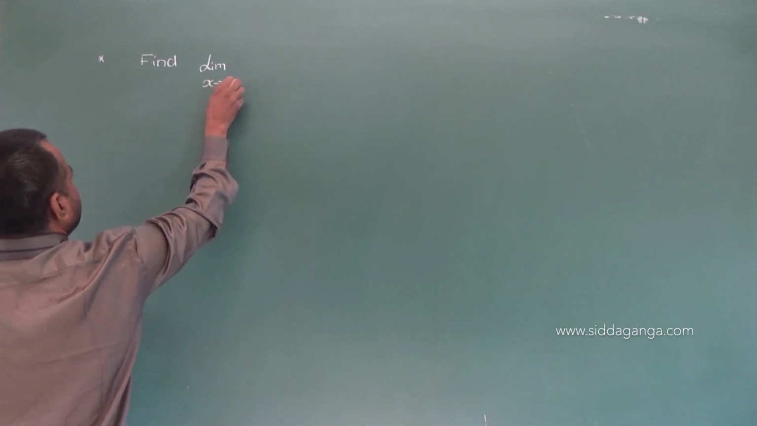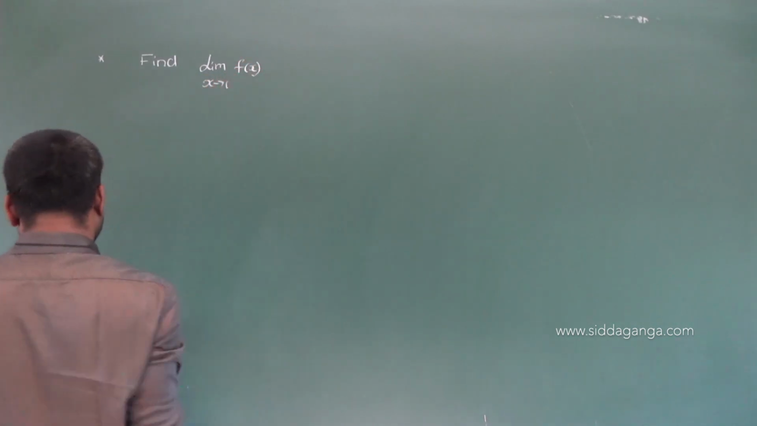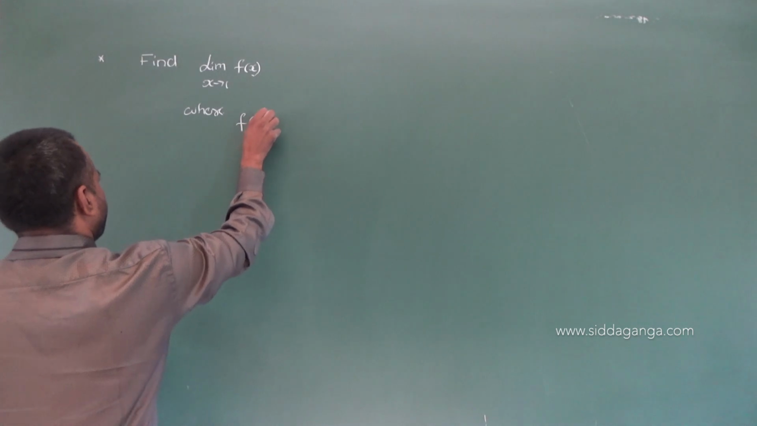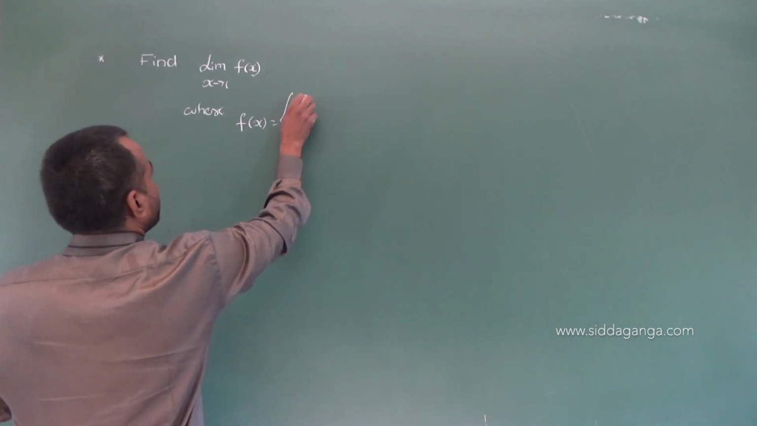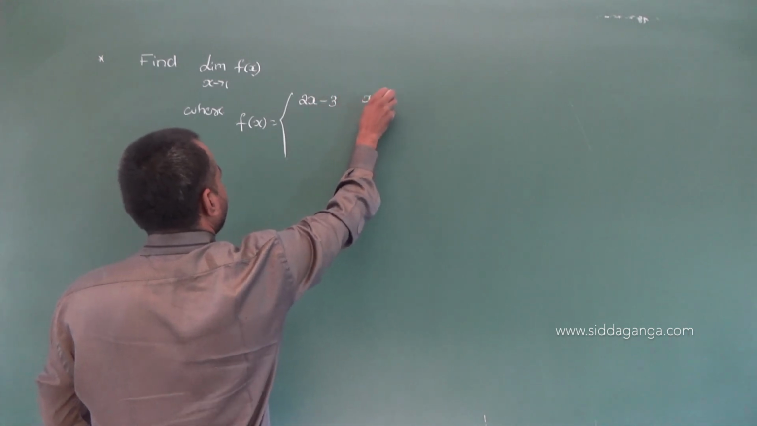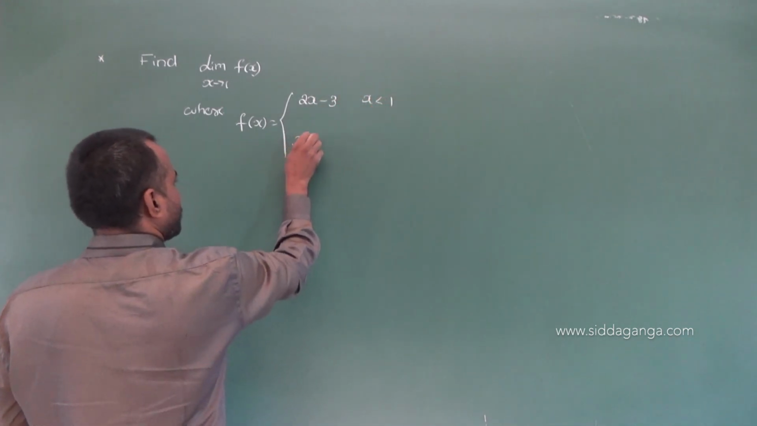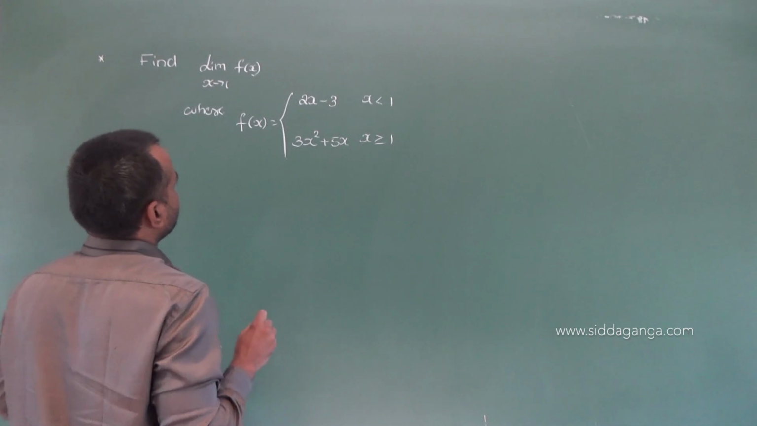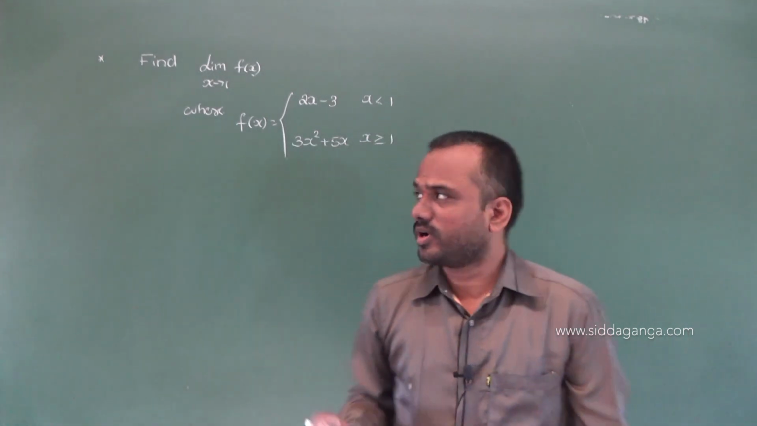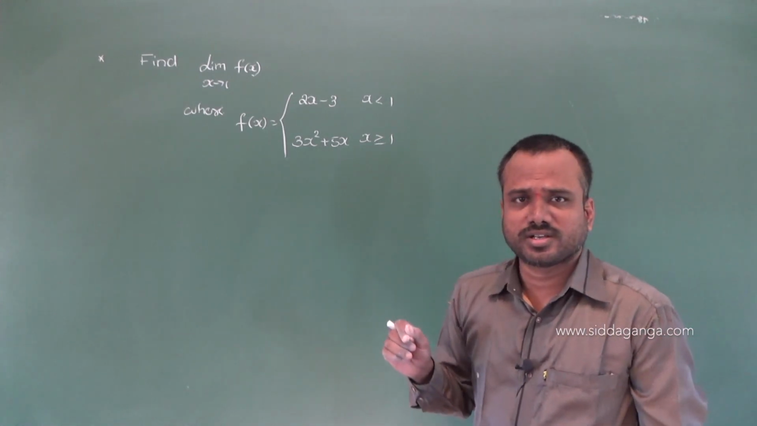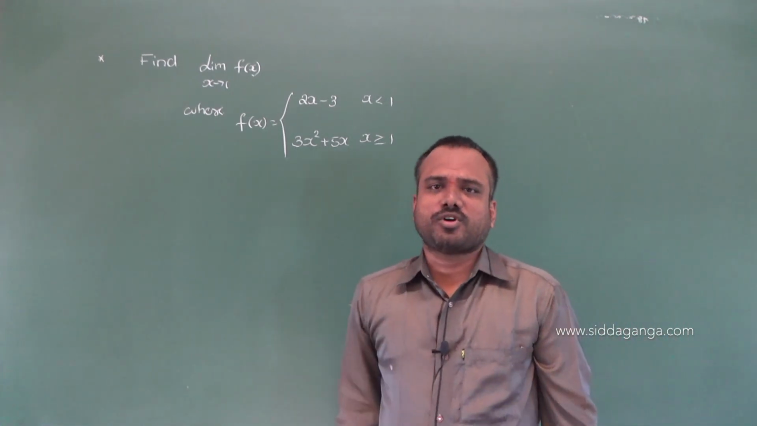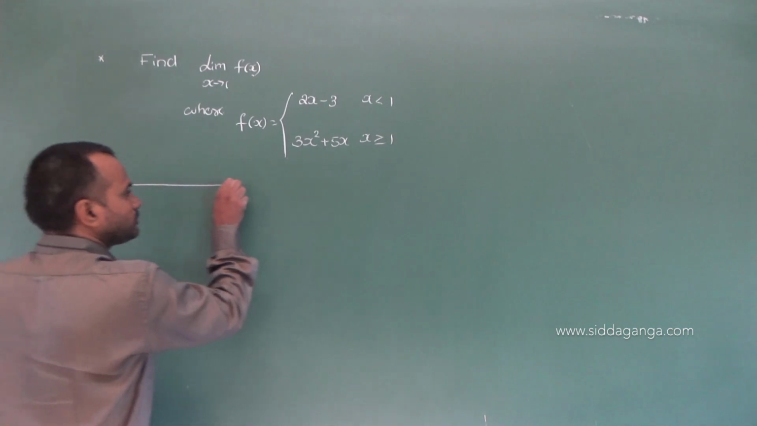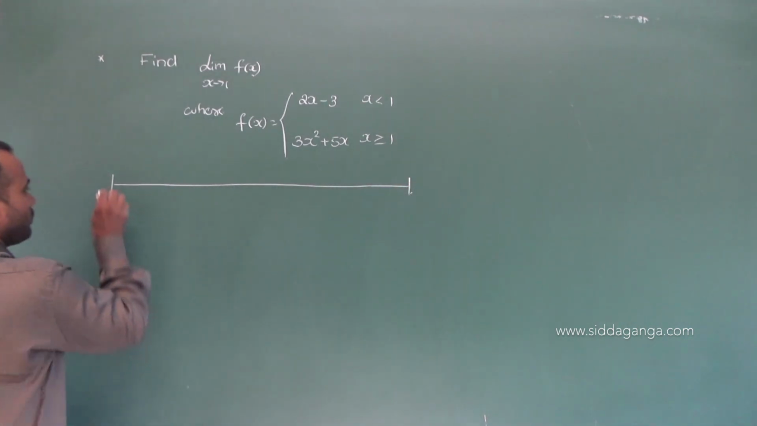the limit as x tends to 1 of f of x, where f of x is equal to 2x minus 3 for x less than 1, and 3x square plus 5x for x greater than or equal to 1. So we draw the number line. Very easy problem.